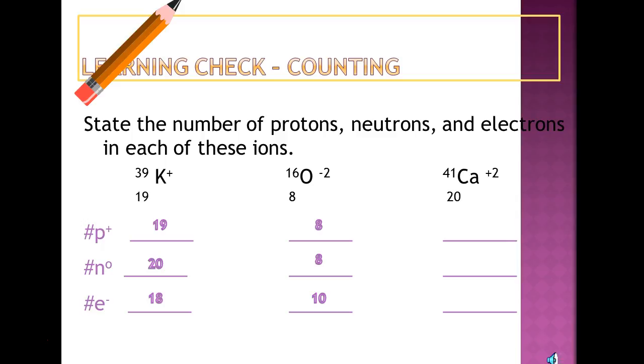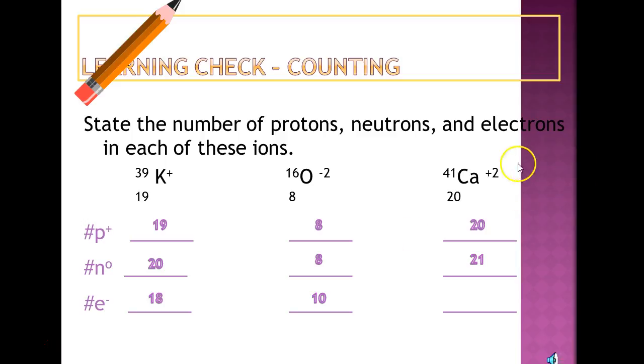Okay, calcium 41. So calcium 41 has an ion symbol +2. Calcium always has the atomic number 20. So for protons, that means that we have 20 protons. For the neutrons, again, we have to take the mass number and subtract the protons from it. So 41 minus 20, so we get 21.